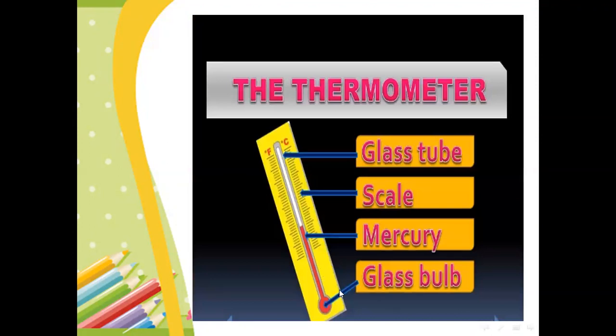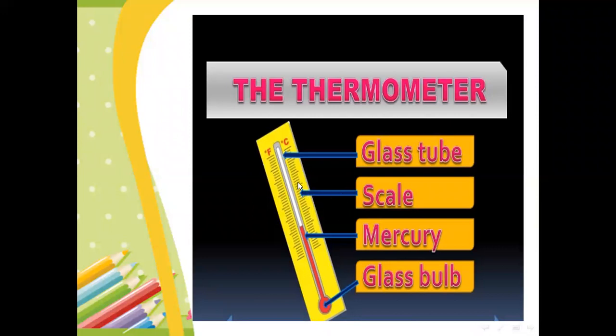Here is the image of a thermometer. This one is called the glass tube. This one is called the scales. This liquid is called mercury, and this one is called the glass bulb. A thermometer is made up of transparent glass. At one end of the thermometer is a bulb. This bulb contains a liquid which can be mercury or alcohol.